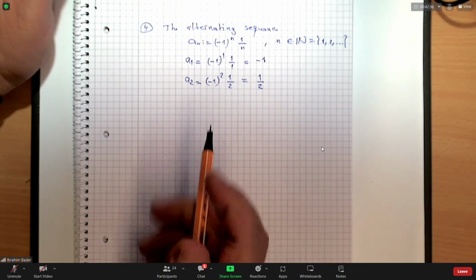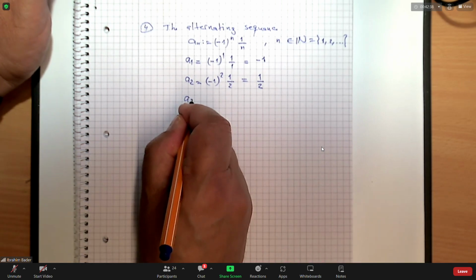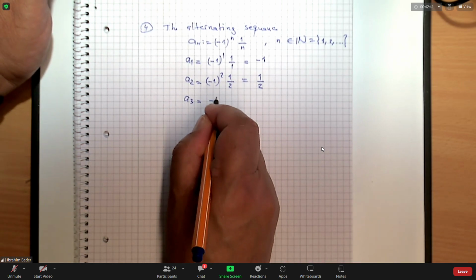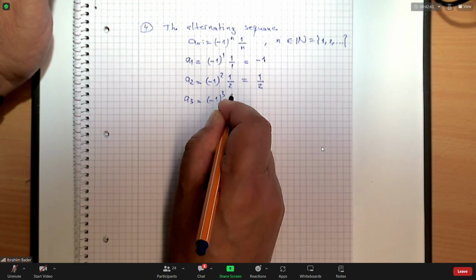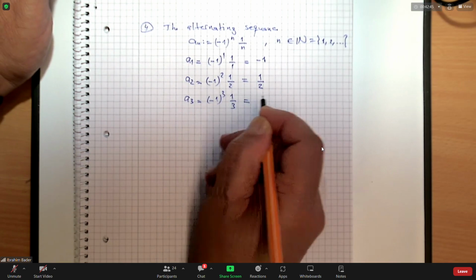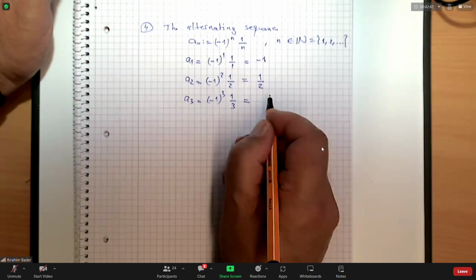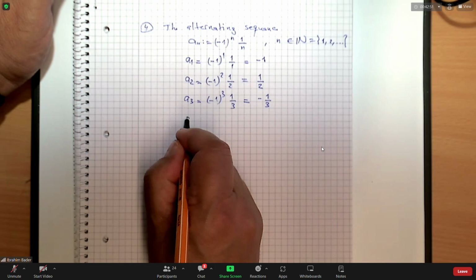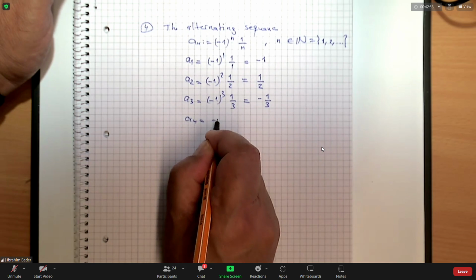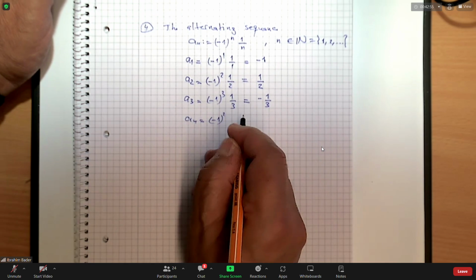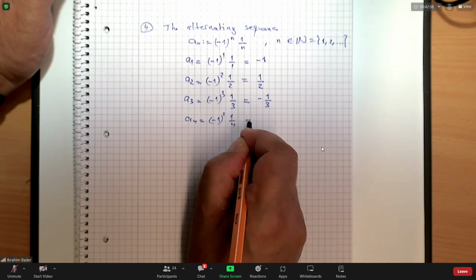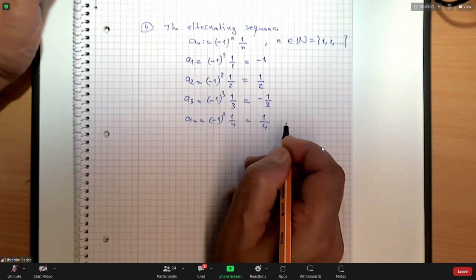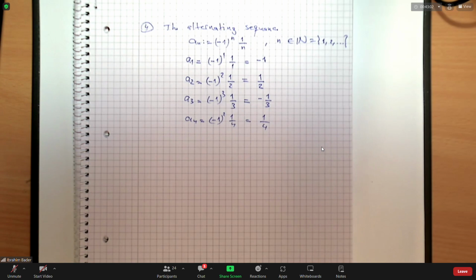Okay, A3. What is A3? Minus 1 to the power 3 times 1 over 3. So A3 is minus 1/3. A4 is minus 1 to the power 4, which will deliver positive 1 over 4, and so on. Okay, so this is an alternating sequence.